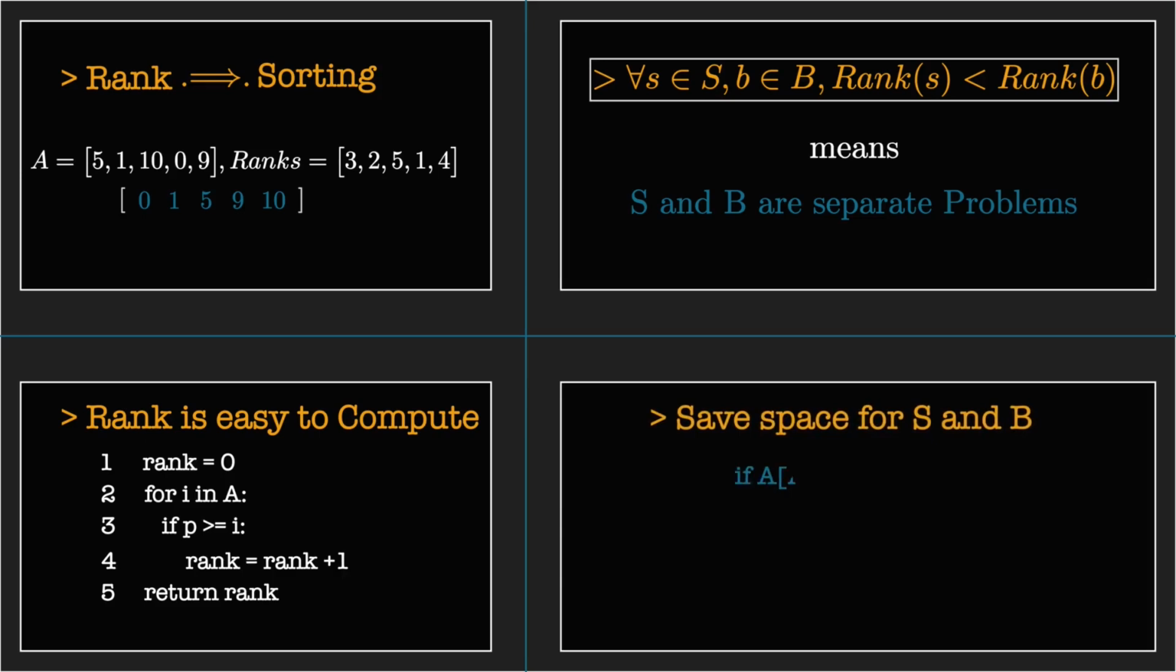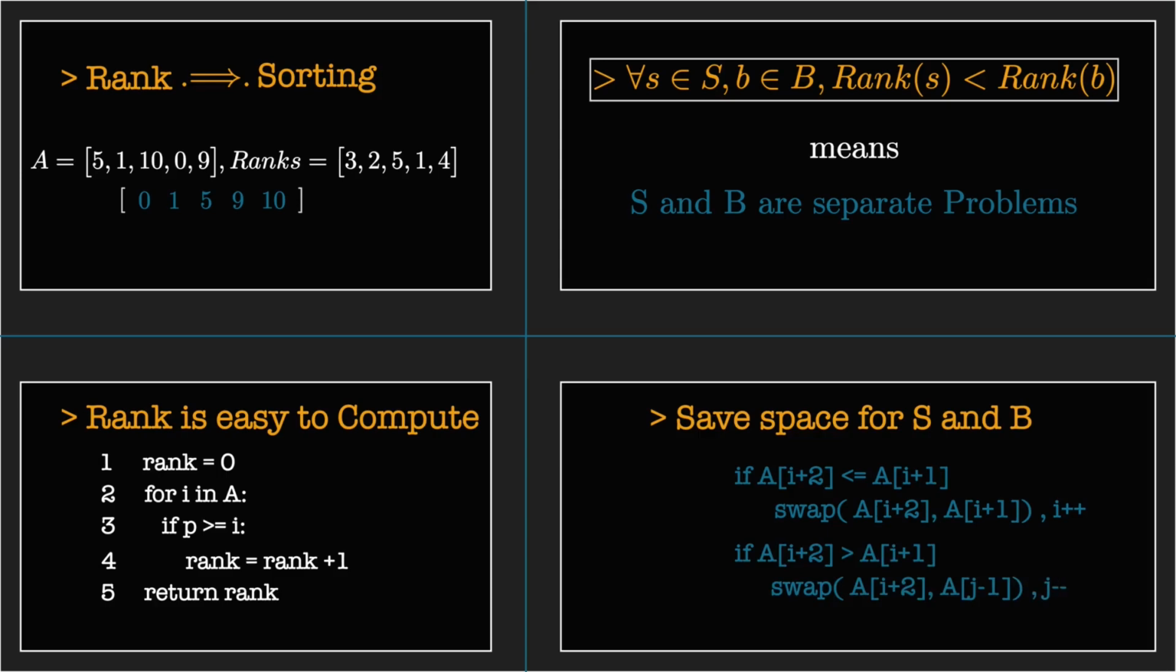And lastly, you can use some tricks to save space for S and B. Can you make a guess about how much space we have saved by the tricks that we implied in the last algorithm? Here is a hint. If you think that we saved a linear amount of space, then you're probably wrong. Happy thinking!